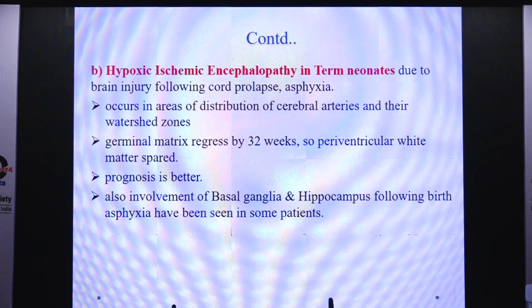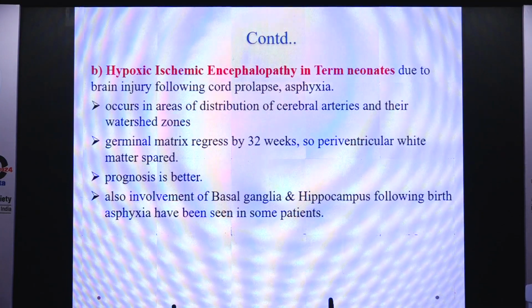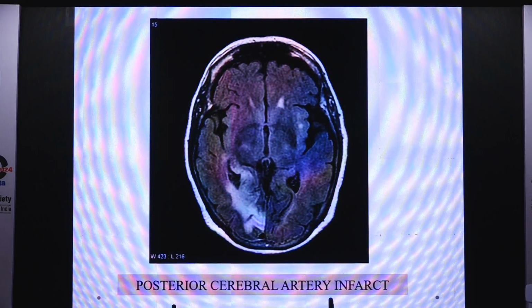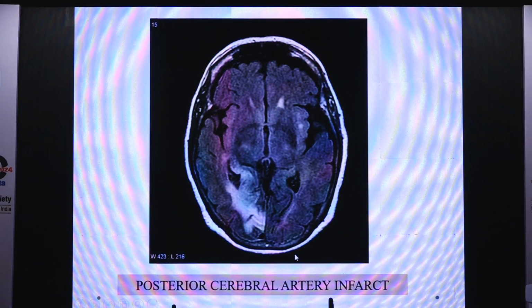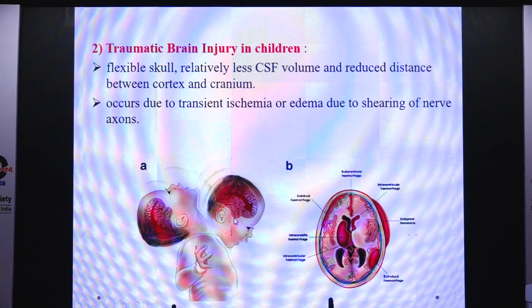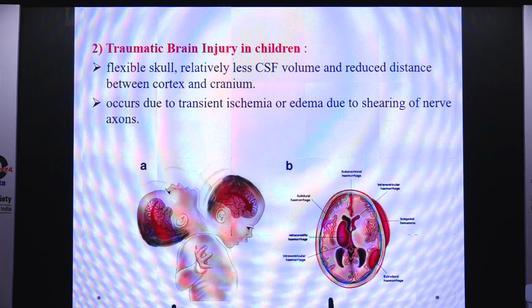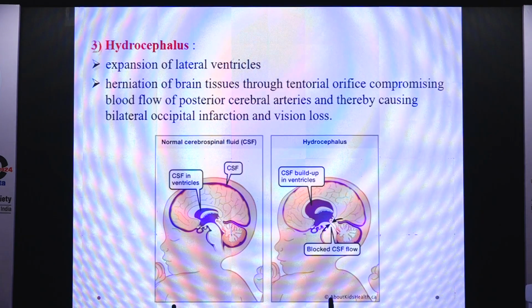Also, involvement of the basal ganglia and hippocampus following birth asphyxia has been seen in some patients. This is an MRI scan showing a posterior cerebral artery infarct involving the occipital area. Next is traumatic brain injury in children. Why is it common in children? Because they have flexible skulls, relatively less CSF volume, and reduced distance between the cortex and cranium. It occurs due to transient ischemia or edema due to the shearing of nerve axons.